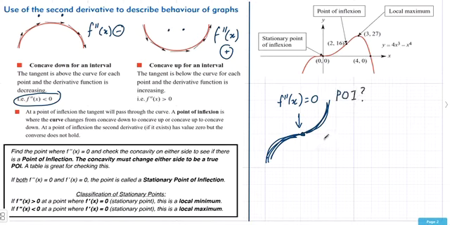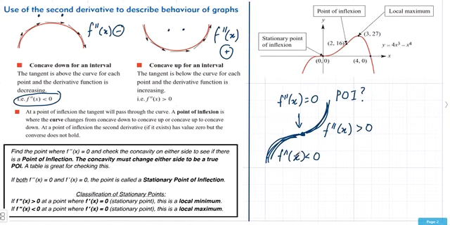What you have to do is check that the sign of the second derivative goes from negative to positive, like that, on either side, or alternatively the other way, positive to negative. So if it's backwards. So you actually have to check the sign change.